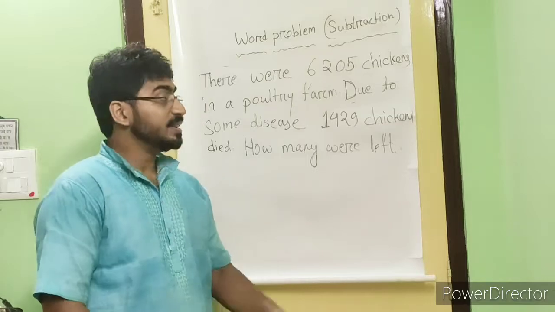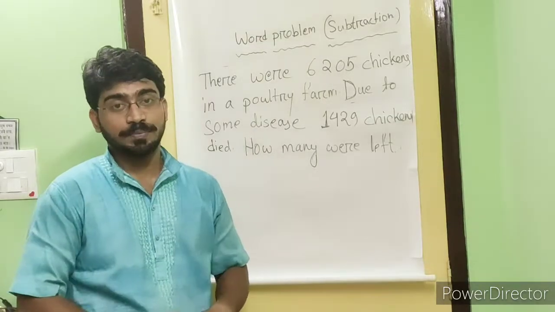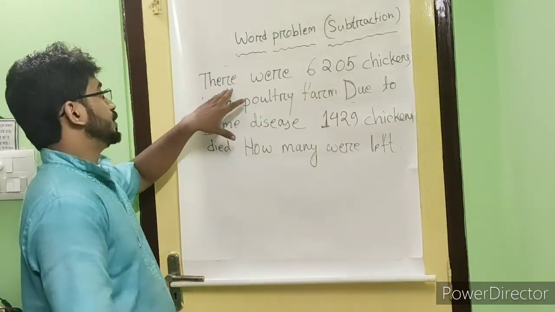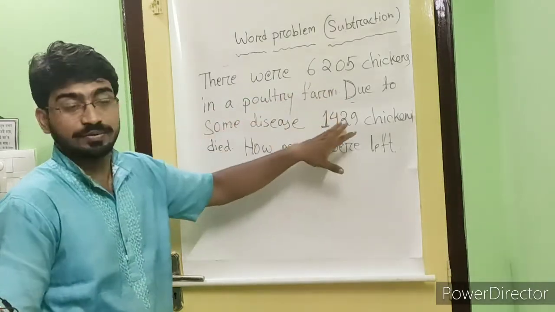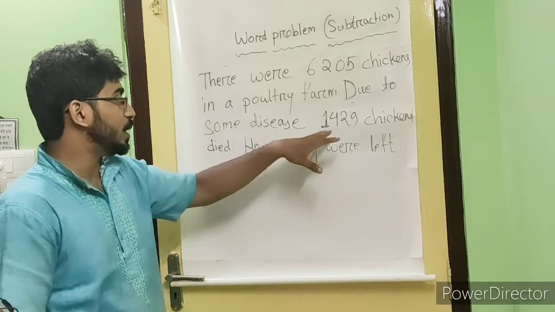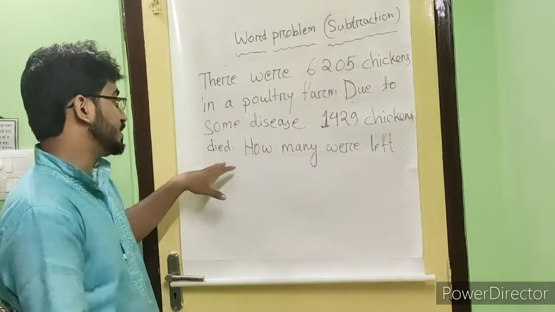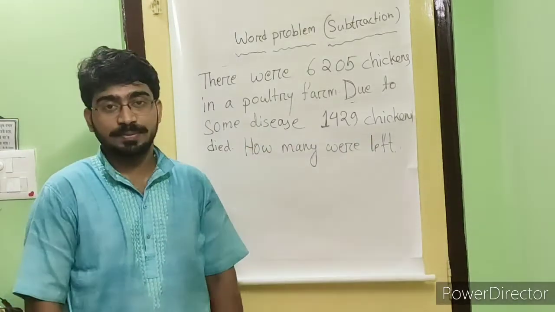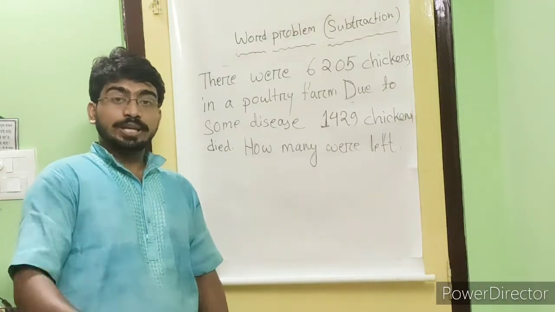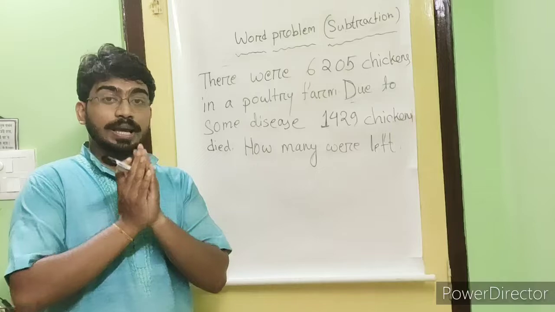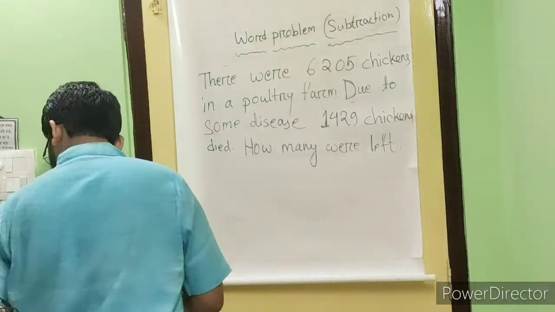So children, here I have written one question. Let's read it out. There were 6,205 chickens in a poultry farm. Due to some disease, 1,429 chickens died. How many were left? Okay. So how to identify? First of all, we need to identify the information.